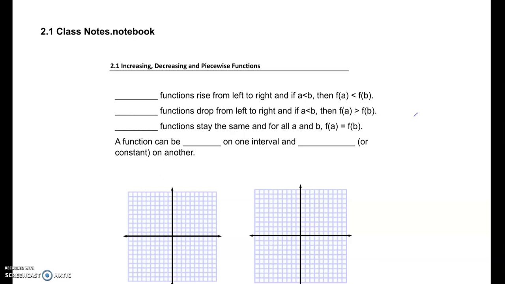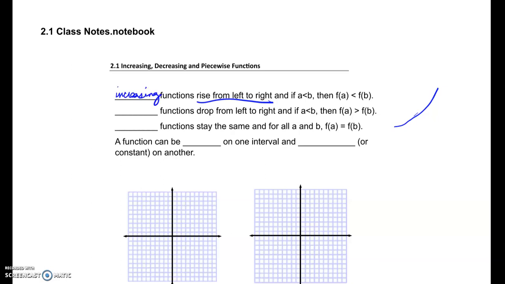So starting up here at the top, this first definition: if it rises as you go left to the right. So we have a function, and as we go from left to right, the graph goes up. That is an increasing function. So that's our first definition to fill in the blank.